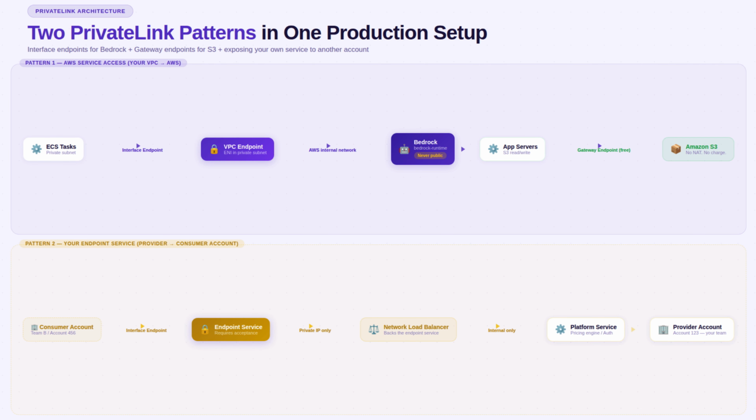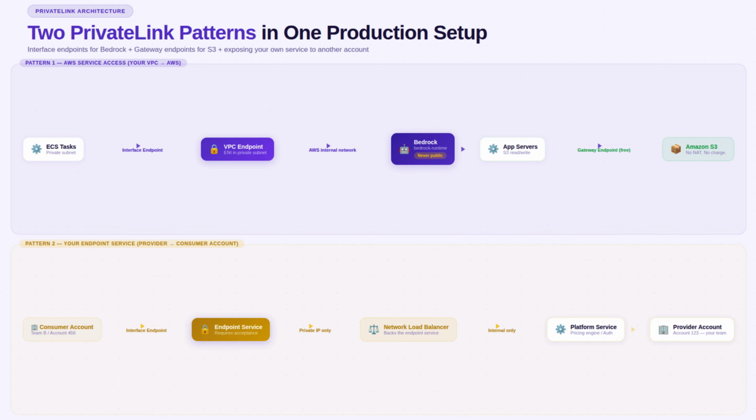Now there are two different patterns. You can have a VPC endpoint where you have an ENI in a private subnet connected to Bedrock. That is via AWS service access, your VPC and AWS. Now with an endpoint service provider, as a consumer account, you have an interface endpoint, and you call the endpoint service using private IP. It can connect to a network load balancer and connect to your platform service. So these are the two major patterns which are being used.